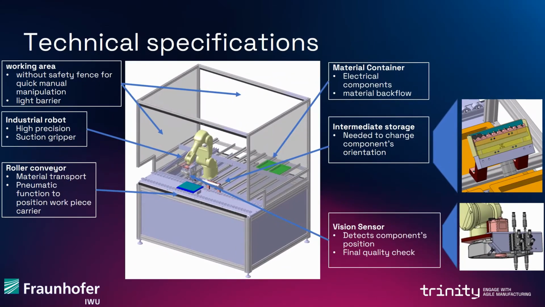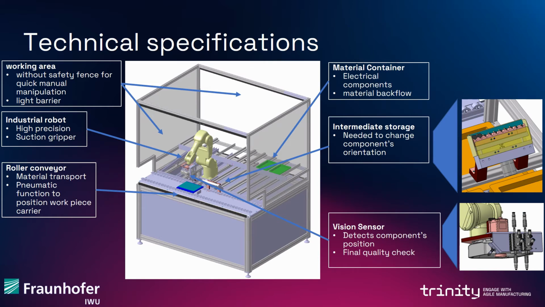This figure of our demonstrator gives you an overview of its main functionalities. The safety casing has two openings, one in the front and one in the back. This allows the worker to reach into the workstation. The worker is still protected because light barriers will force the robot to stop any movement. We use an industrial robot with a suction cup gripper. A high precision model is needed for this application.